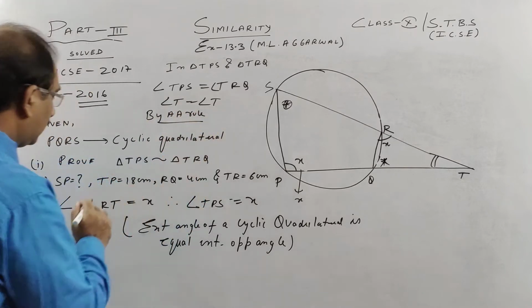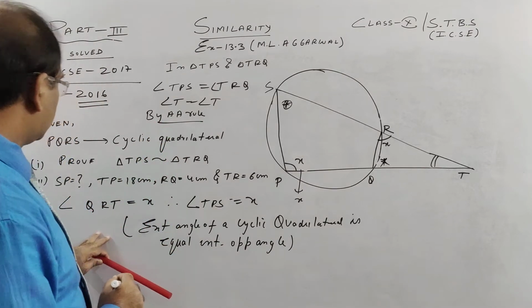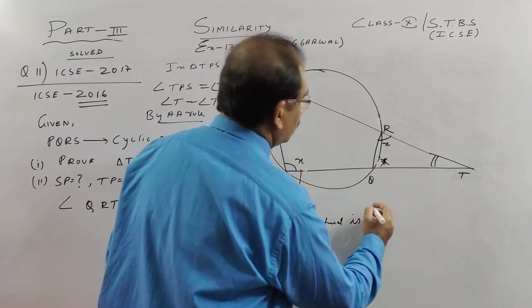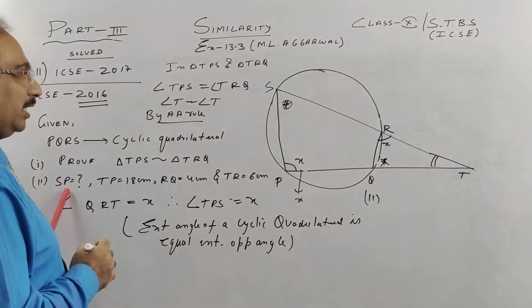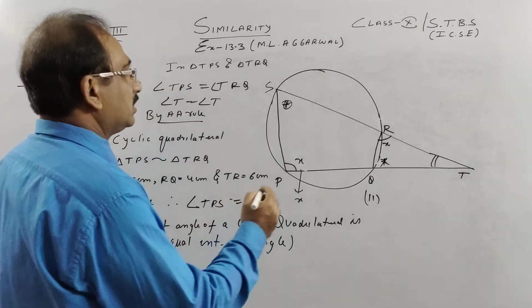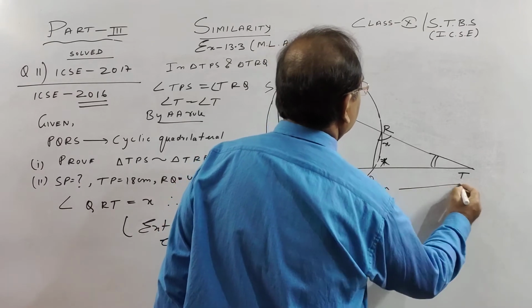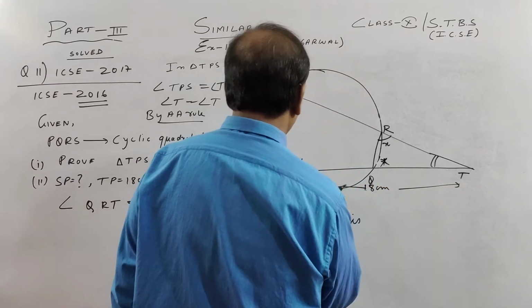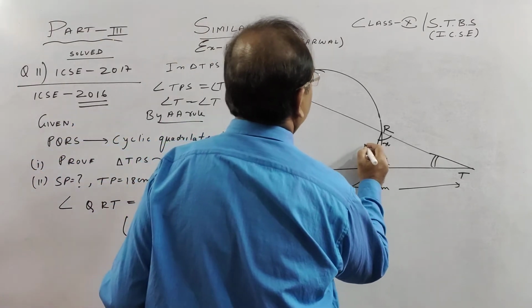Now the second part, if you see here. First we proved they are similar, so this is one part done. Part 2, see here children. In part 2 we have to find SP. We have already proved that these two triangles, big and small one, are similar. So TP is 18 centimeter. This full thing is 18. Then QR, this is 4 centimeter.